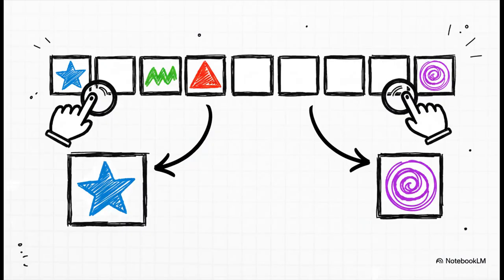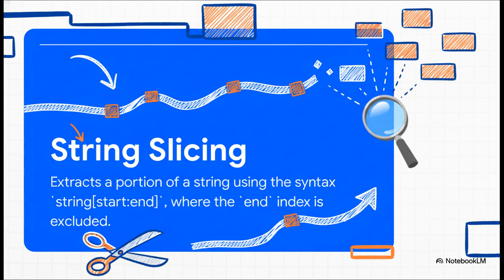And here's exactly what that looks like in code. See? Index 0 gives you that first G. And index -1, that's our slick shortcut to grab the very last character, the S. Super clean. But what if you want more than just one character? What if you want a whole word or a phrase from the middle? For that, we need a bigger tool.